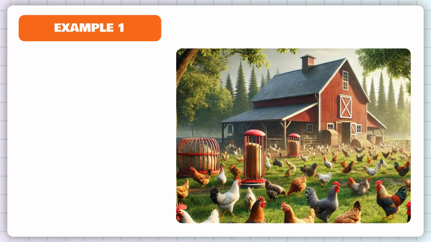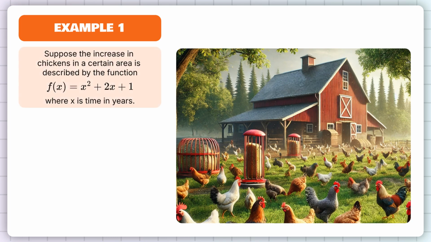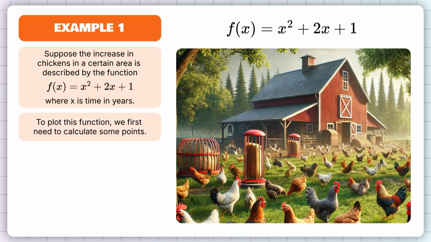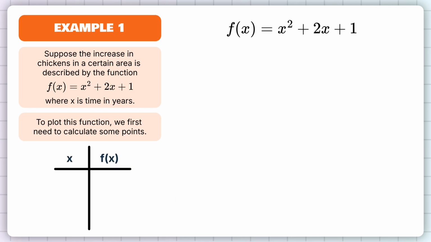We'll start with a practical example involving population growth in chickens. Suppose the increase in chickens in a certain area is described by the function f of x equals x squared plus 2x plus 1, where x is time in years. To plot this function, we first need to calculate some points. Choose some values of x such as x equals 1, 2, and 3, and compute the corresponding y values.